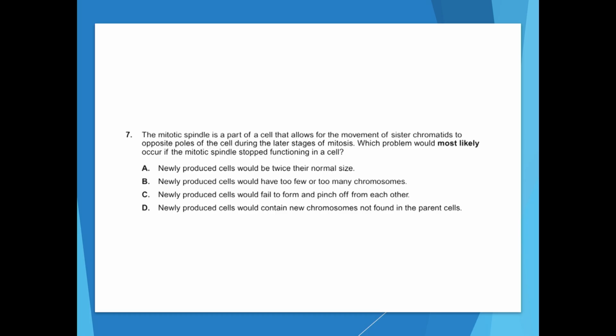Okay, this says the mitotic spindle is part of a cell that allows for the movement of sister chromatids to opposite poles of the cell during the later stages of mitosis. Which problem would most likely occur if the mitotic spindle stopped functioning in the cell? Okay, so for this one, we want to go with B. Newly produced cells would have too few or too many chromosomes. If these spindle fibers weren't working the way they were supposed to, we wouldn't get the right amount of chromosomes, because their job is to move those chromosomes to the correct cell during mitosis, okay?